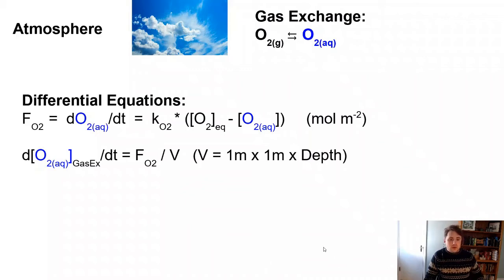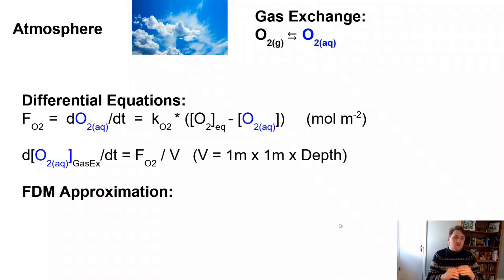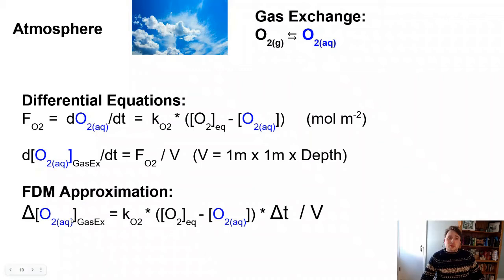And so, moving on from that, we had this differential equation that expresses the change in oxygen concentration due to gas exchange with respect to time. Let's just put this in a finite difference method approximation. All we have to do is change these little deltas to big deltas and move the dt over to the other side. And we have an equation that expresses our finite difference approximation of this differential equation that controls the change in concentration of oxygen in the water due to gas exchange. Okay, so this is the final equation that we're going to end up using in our spreadsheet, or this is one of the final equations. Let's develop the other two right now.